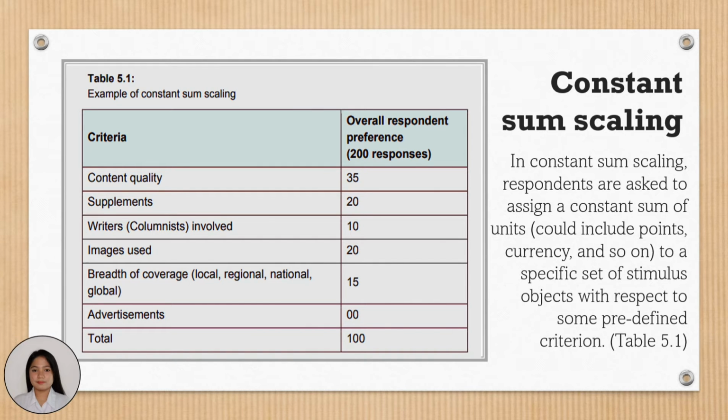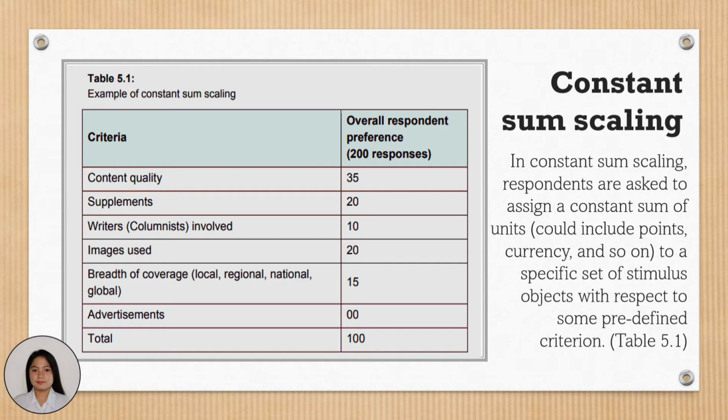Yung table 5.1 ay isang halimbawa ng constant sum scaling na nagpapakita ng naging preference ng respondents regarding various predefined criteria, namely content, quality, meron din supplements, writers involved, image used, local, regional, and advertisements. Constant sum scale can also help segment various respondents according to their preference and provide groupings.